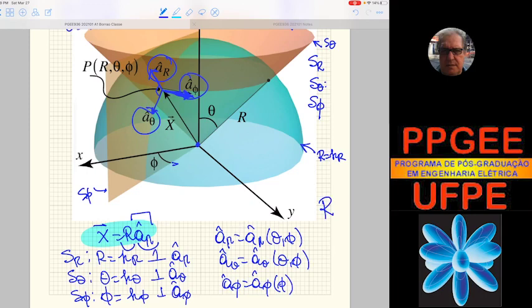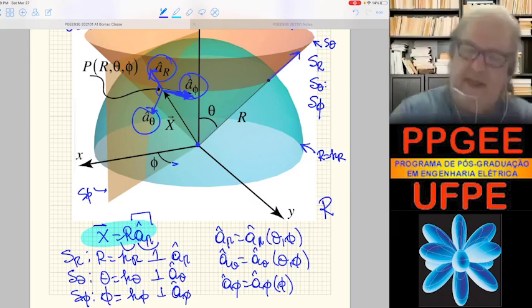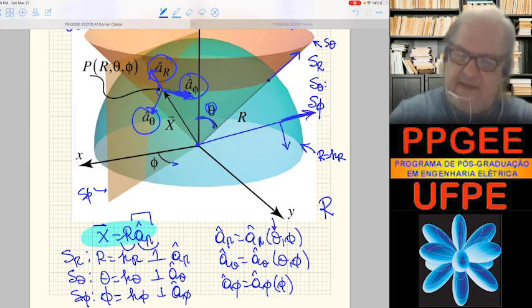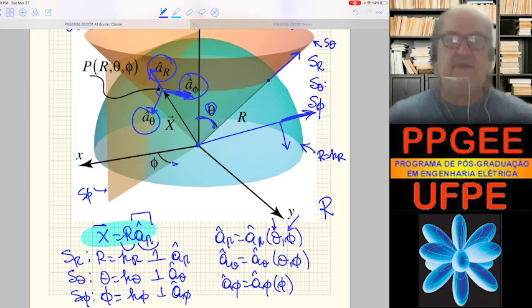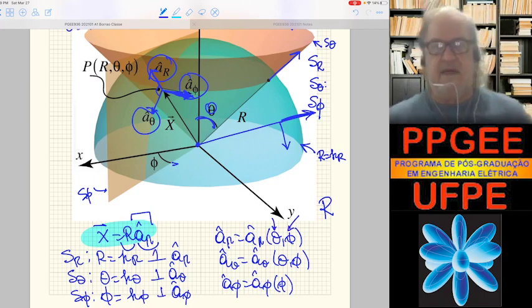Well, AR changes with the azimuth angle. If I go here, this is a different AR. If I change the polar angle, I can go to a different point, then I have a different AR. So AR is a function of two coordinates, which are the angular coordinates of the system.